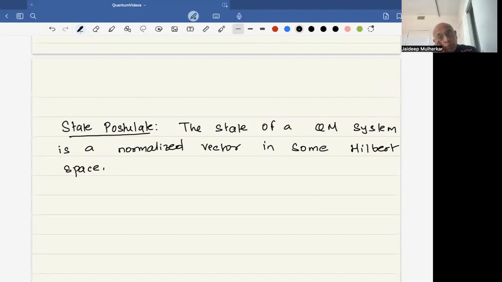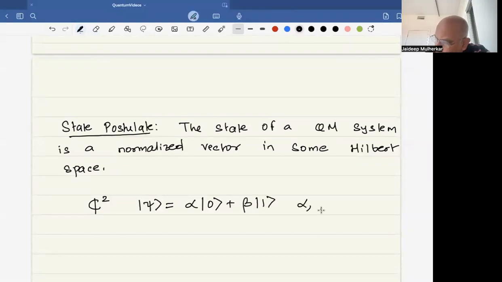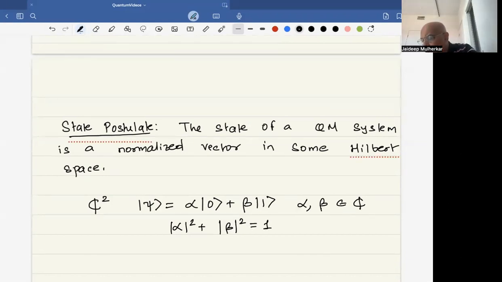Now, the Hilbert space for a qubit is just C2. So for a qubit, the Hilbert space is C2, and the state ket psi is a linear combination of ket 0 and ket 1, where alpha and beta are complex numbers where mod alpha squared plus mod beta squared is equal to 1.